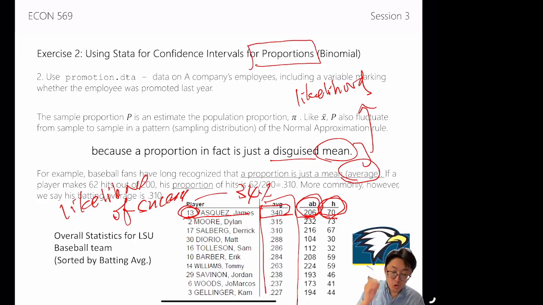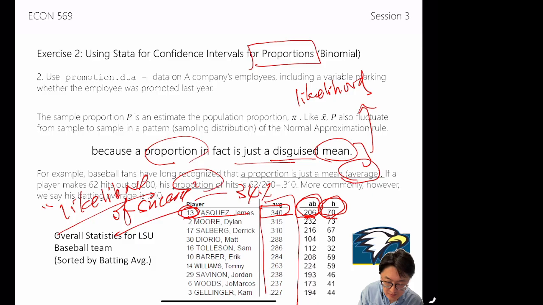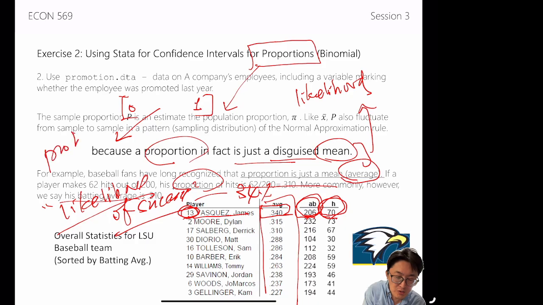So proportion is a kind of mean, but it is very useful for your estimation about some likelihood of chance, given the fact that history will repeat. Proportion is between 1 and 0. And 1 and 0 means what? This is equal to probability. So if you're interested in probability, then you're interested in proportion.